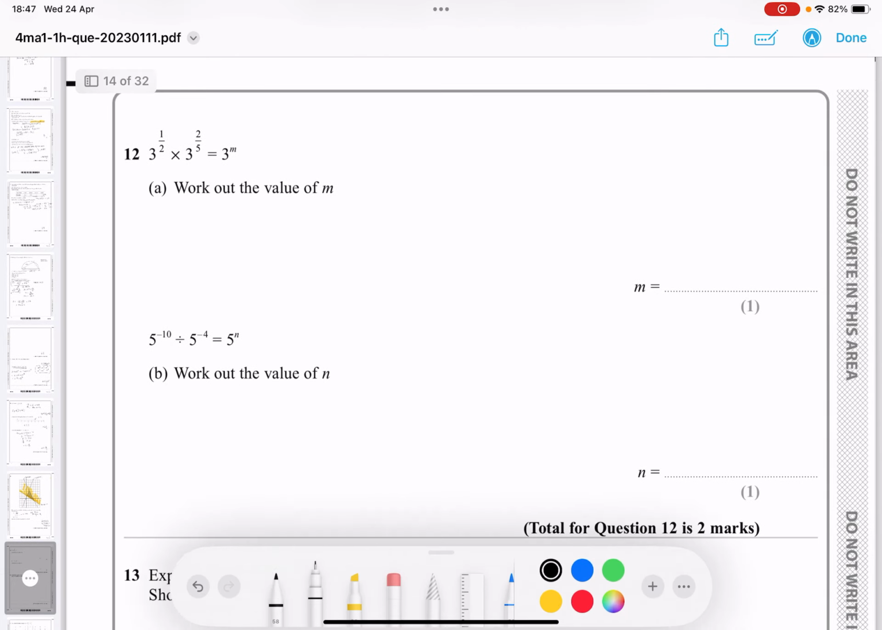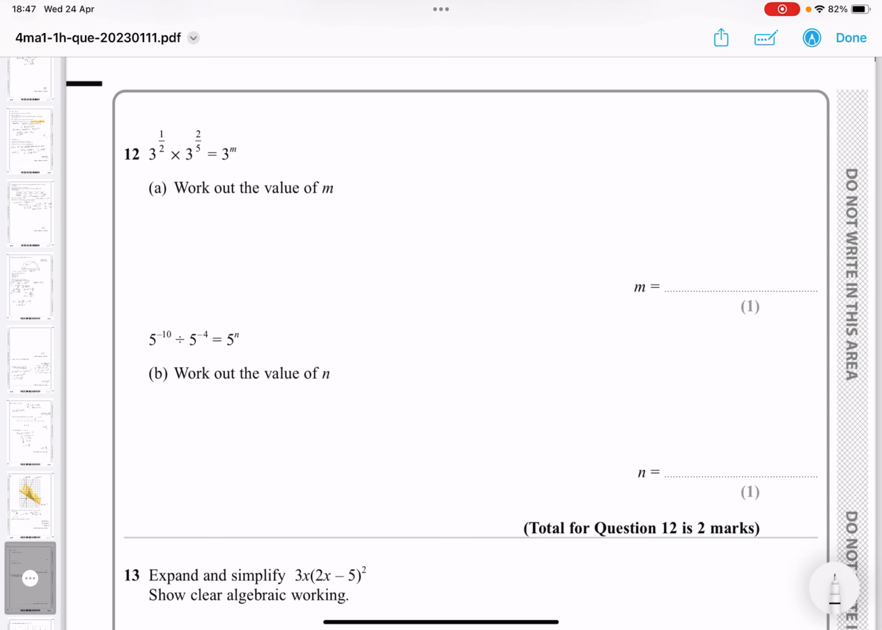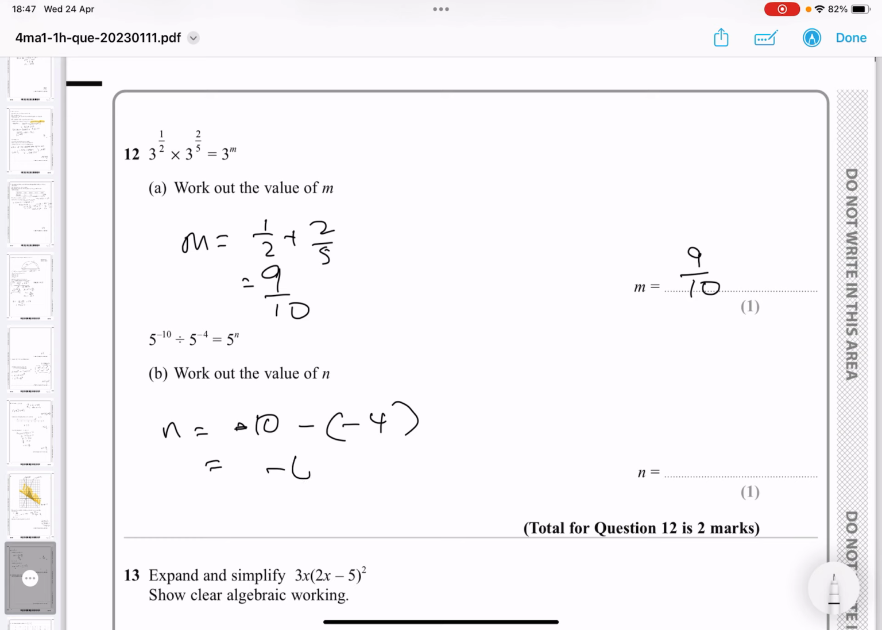Work out the value of m. Okay. So we've just been through indices rules, so this should be easy for you guys. If we have multiply, we add the indices. So m is going to be equal to half plus 2/5, which is 9 over 10. So m is 9/10. And if you divide, you're going to subtract the indices. So n equals minus 10 minus minus 4, which is equal to minus 6. So n is minus 6.